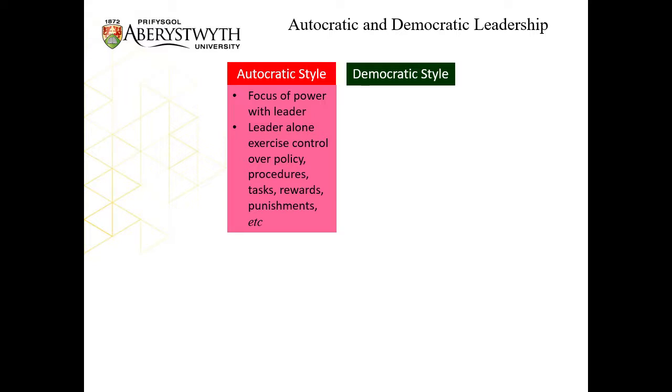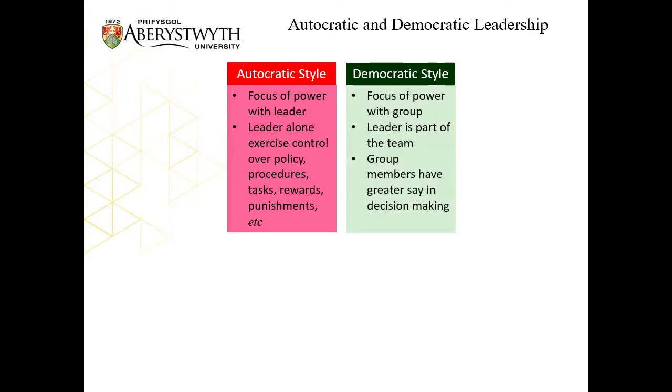In stark contrast, the democratic style is characterised by the focus of power being devolved to the group, to the team, the workers in general. The leader is part of this team, but the group members have a much greater say in decision making. There are advantages and disadvantages to both of these styles.